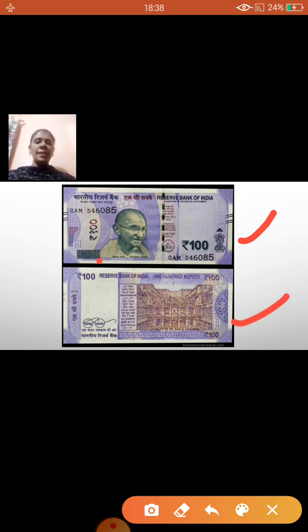Now whose picture is there on the currency note? Which leader's picture? Mahatma Gandhi ji. Correct, it's a picture of Mahatma Gandhi ji on the notes.